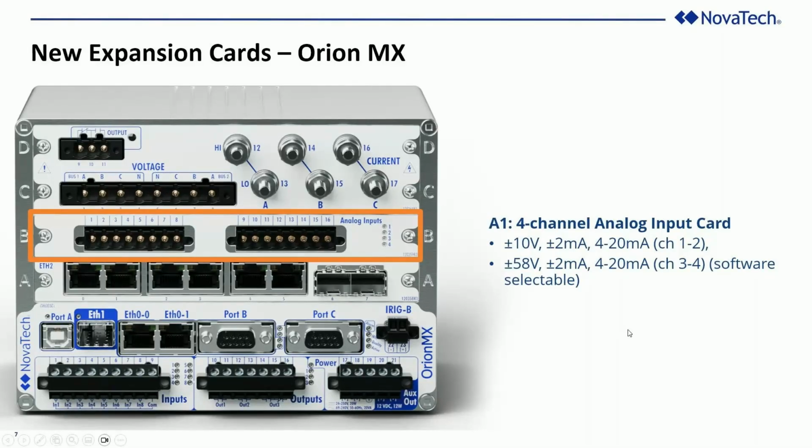Channels 1 and 2 are plus and minus 10 volts, or plus and minus 2 milliamps, or the normal 4-20. Channels 3 and 4 are also software selectable, plus and minus 58 volts, and the same amperage ranges. The higher voltage for the 58, the channels 3 and 4, is for monitoring the station battery. So that should come in handy for all those who don't already have monitoring solutions for your UPS systems in these applications.